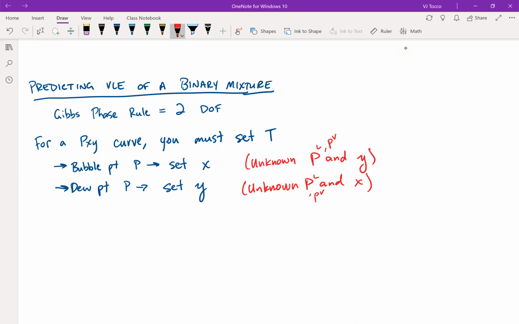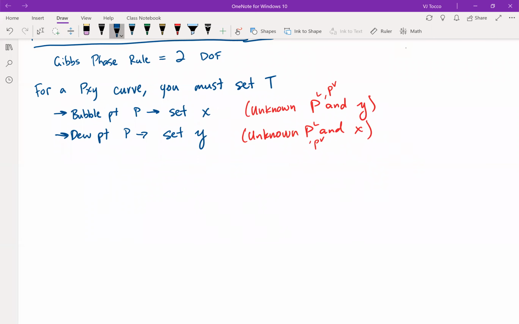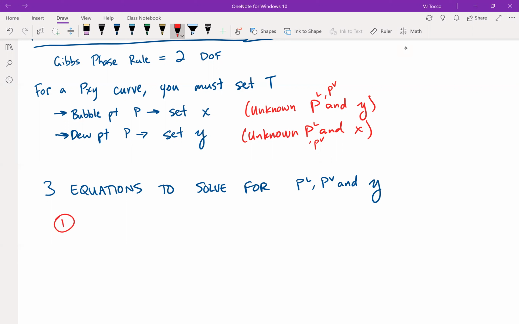What are the three equations that I have to solve for these three unknown variables? I've got three equations to solve for PL, PV, and y. So we'll just take the first one, for example, and I want to calculate the bubble point pressure. These are my three unknowns. My three equations are then my phase equilibrium criteria. Before, it was Raoult's law, the phase equilibrium criteria for the ideal case. I'm not in the ideal case anymore. So my first equation is x1 times phi1 hat for the liquid is equal to y1 times phi1 hat for the vapor.